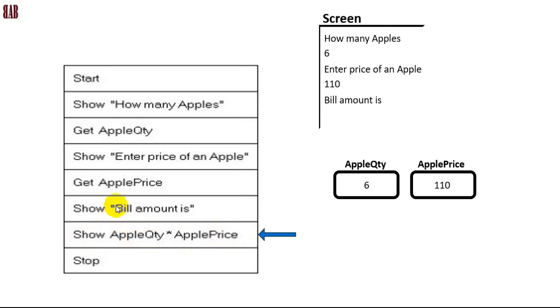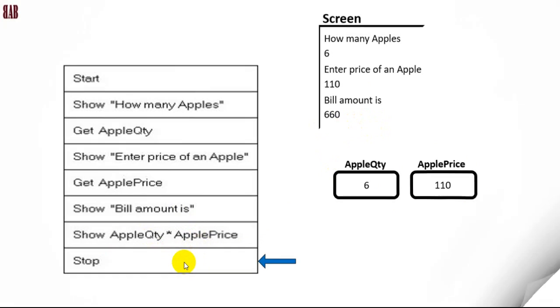Now this is not a variable because it's within double quotes. Here no double quotes are there, so apple quantity refers to this quantity, and apple price refers to apple price, which is this. So basically, this is going to appear on the screen: apple quantity multiplied by, this is the multiplication symbol, apple price. So 6 into 110 will be shown on the screen. The result of 6 into 110 will be shown on the screen, which is 660. Then you go to the next line and you will come to the end.